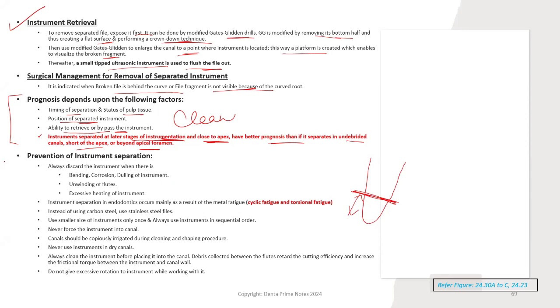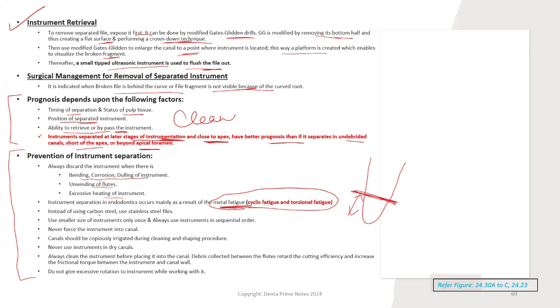Now comes the prevention of instrument separation. General methods: discard the instrument when there is bending, corrosion, dulling, unwinding of flutes, or excessive heating of the instrument. Instrument separation in endodontics occurs mainly as a result of metal fatigue, cyclic and torsional fatigue. This is the main reason for instrument separation.